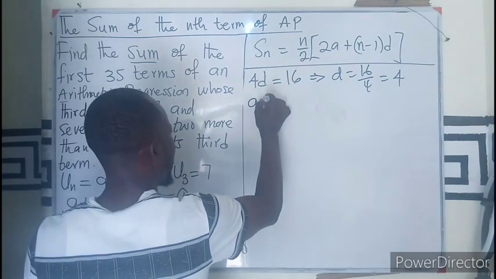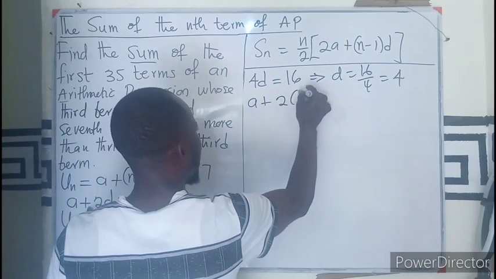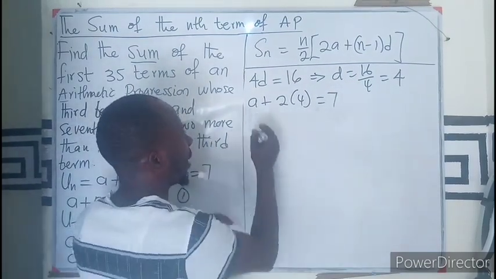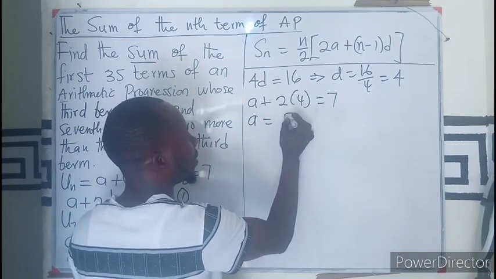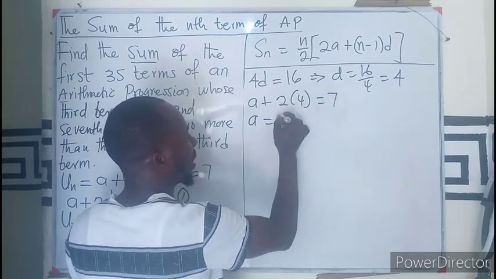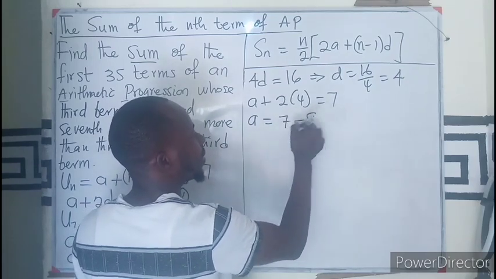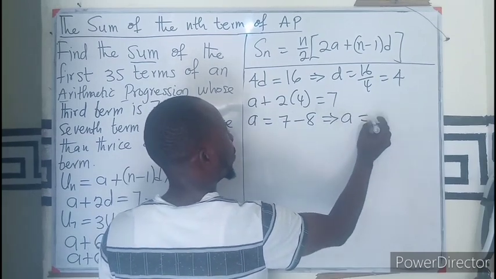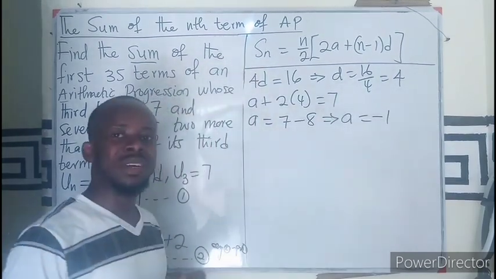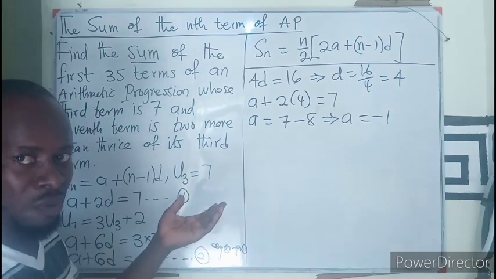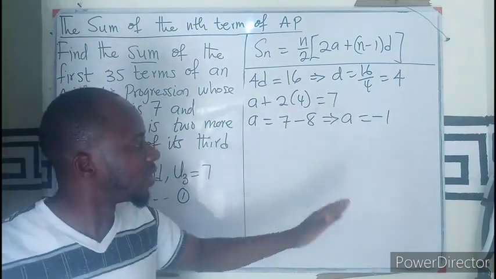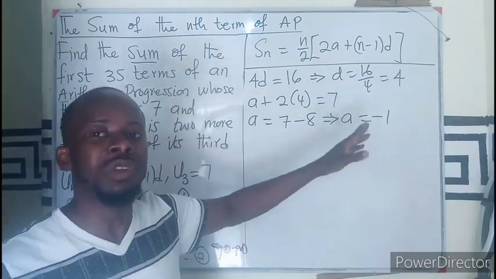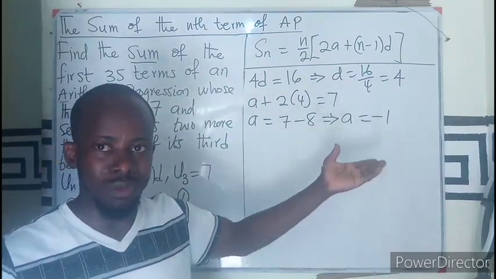So I'll say a plus 2d equals 7. So what can I get here? I can get my a equals 7 minus 8, as in 2 times 4, 8. That implies that your a is going to be equal to -1. So therefore, looking for the first term and the common difference, the common difference is going to be 4. The first term is going to be what? -1. But that's not what I'm looking for.